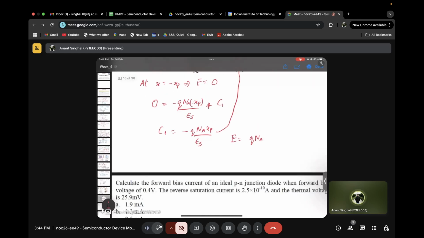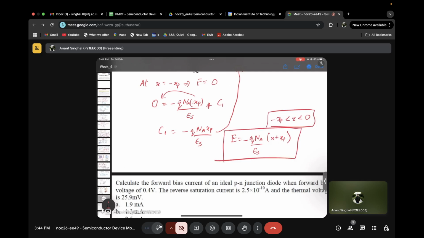No, no, so there are two negative signs. One is minus q Na and one is minus xp. So both of them will cancel, and if it comes this side, this would be negative. So it would be minus q Na if I take common x plus xp. And this is only valid when x is from minus xp to 0. Is this clear to everyone? How this has come?